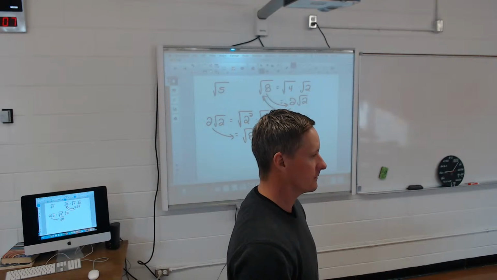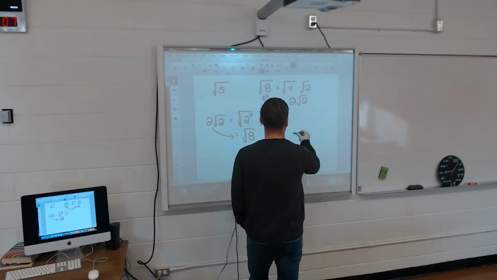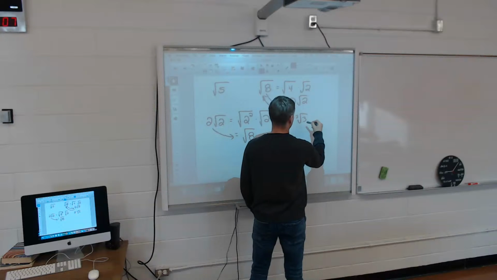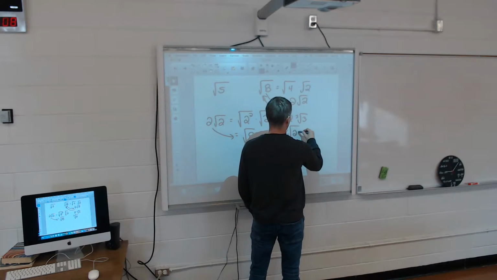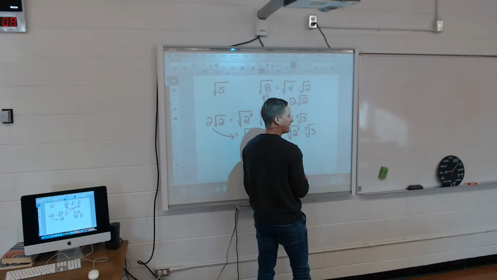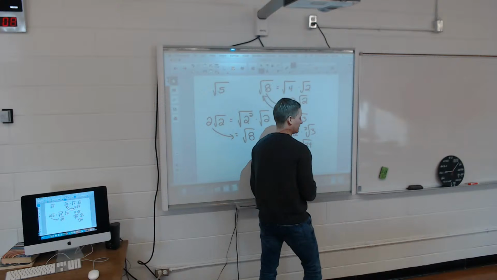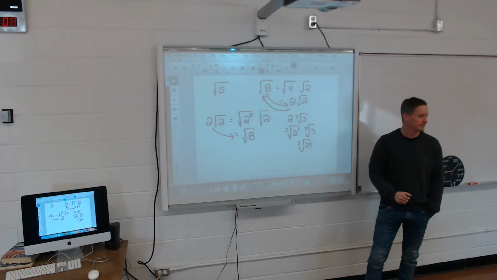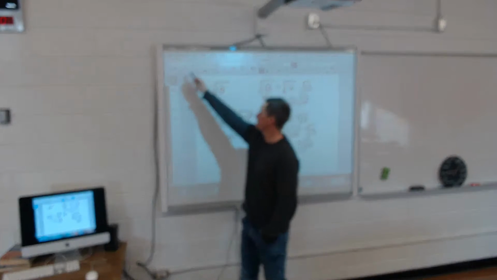And then if it's like a cube root, you cube it? Yeah, that's right. So if I had 2 cube root 3, let's say, I would go cube root of 2 cubed times cube root 3, like that. And that would give me cube root 24. 2 cubed. All right? Good.